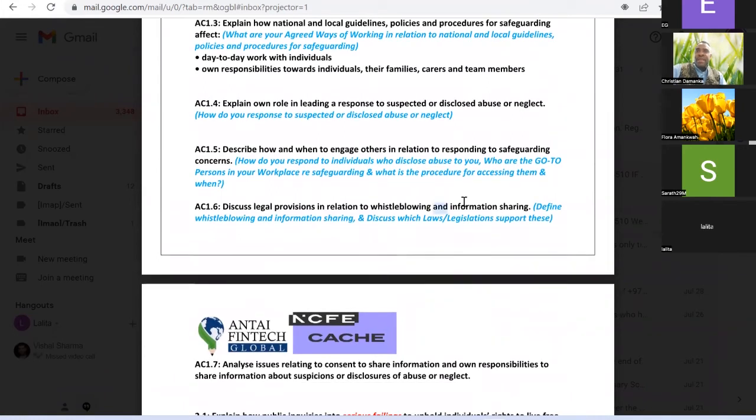Thank you. So explain own role. When it says own role, it's talking about your own role in leading a response to suspected or disclosed abuse or neglect. The questions are a lot of words, but it means something very simple: how do you respond to suspected or disclosed abuse or neglect? You are working with a service user, and you go to visit and you see some marks on the service user. Those marks were not there when you last visited, and the marks are indications of physical abuse.